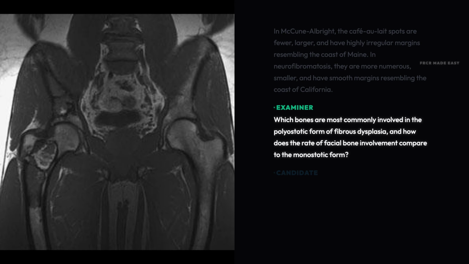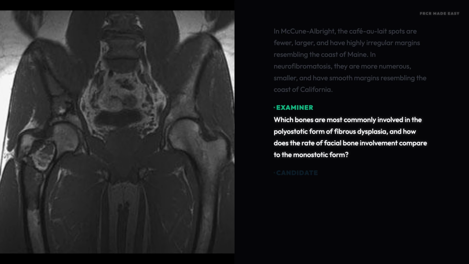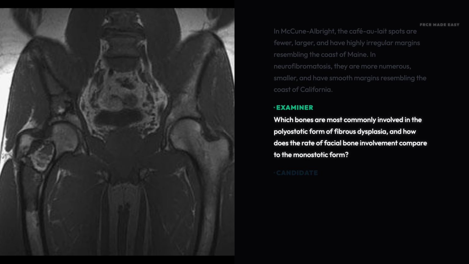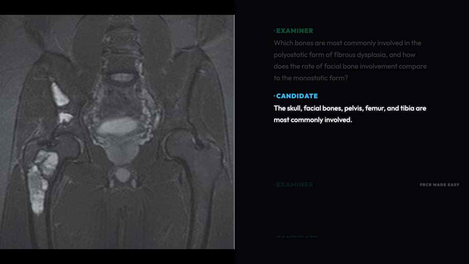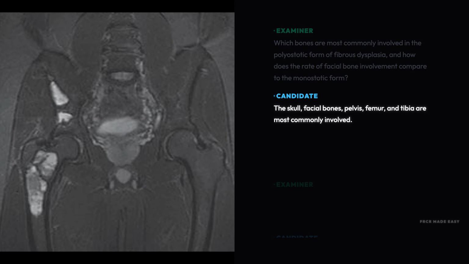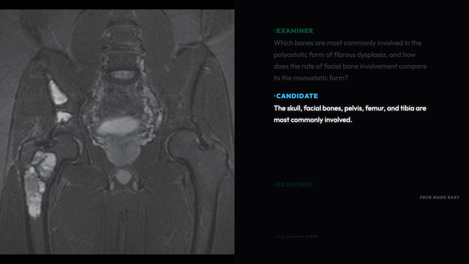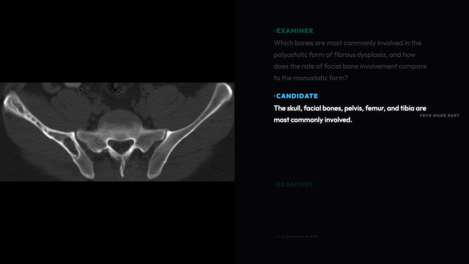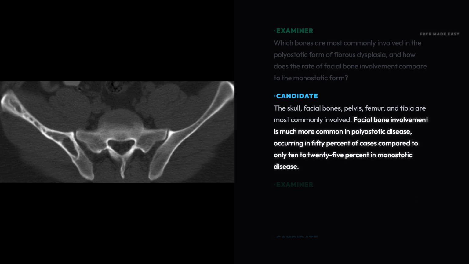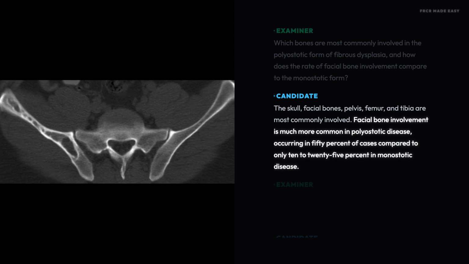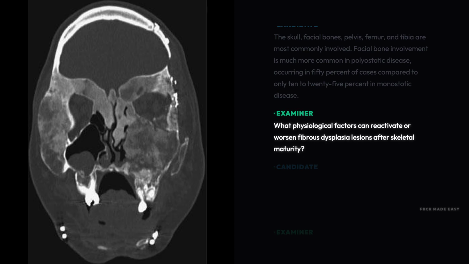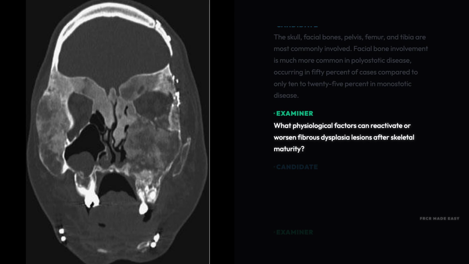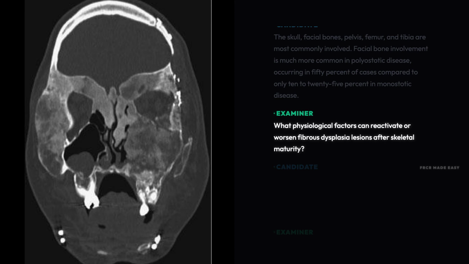Which bones are most commonly involved in the polyostotic form of fibrous dysplasia? And how does the rate of facial bone involvement compare to the monostotic form? The skull, facial bones, pelvis, femur, and tibia are most commonly involved. Facial bone involvement is much more common in polyostotic disease, occurring in 50% of cases compared to only 10 to 25% in monostotic disease. What physiological factors can reactivate or worsen fibrous dysplasia lesions after skeletal maturity?